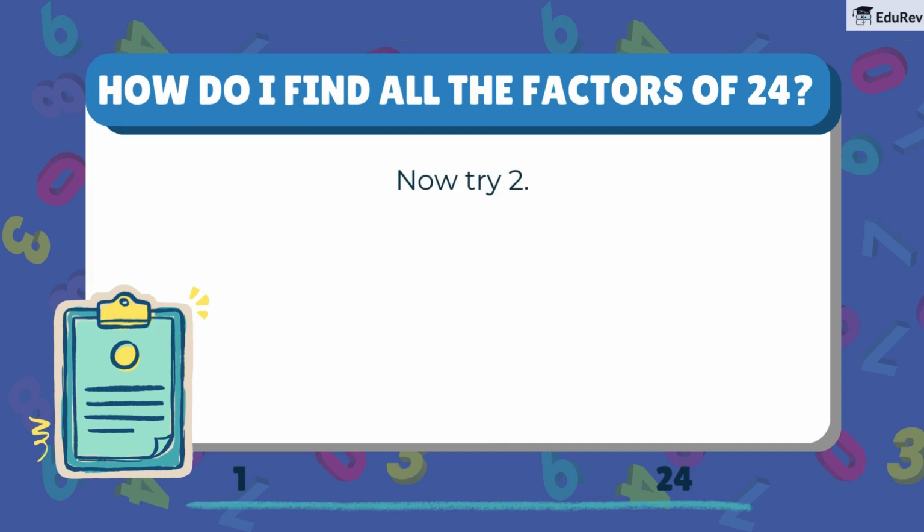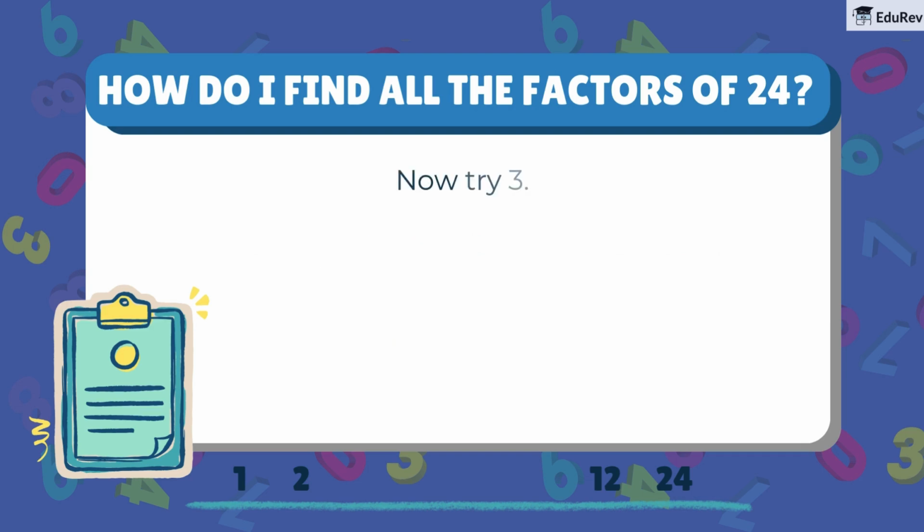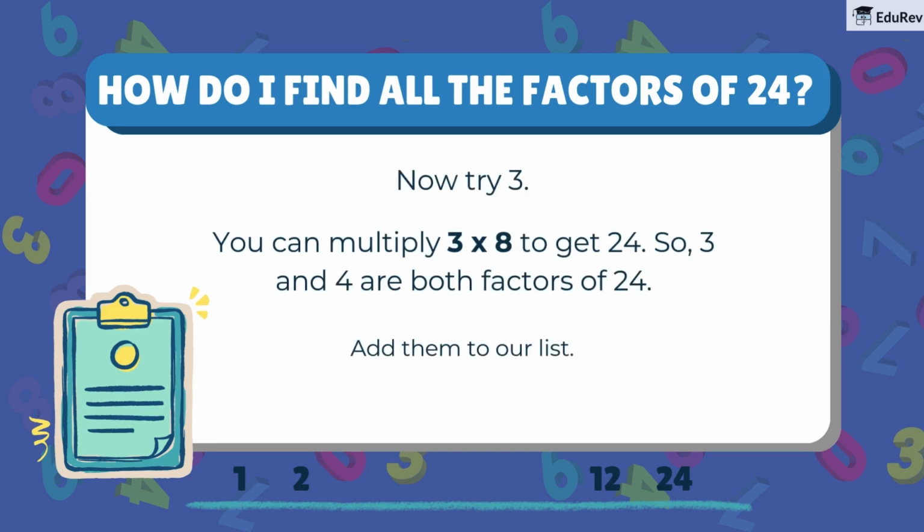Now try 2. You can multiply 2 times 12 to get 24. So, 2 and 12 are both factors too. Add them to our list. Next, try 3. You can multiply 3 times 8 to get 24. So, 3 and 8 are also factors of 24.